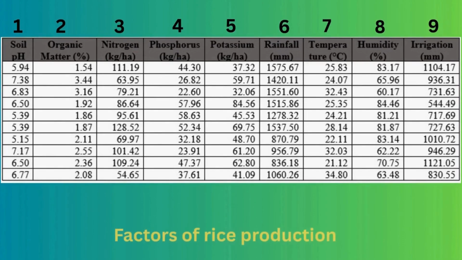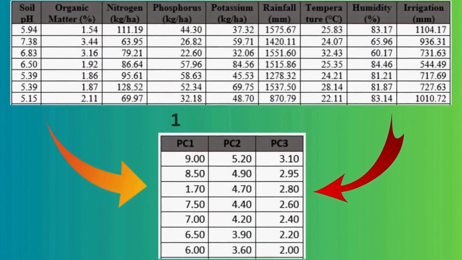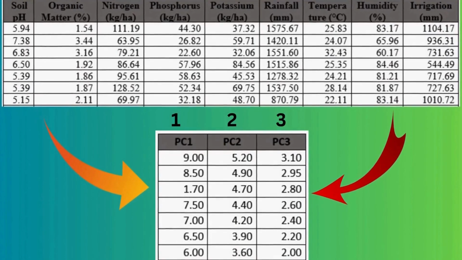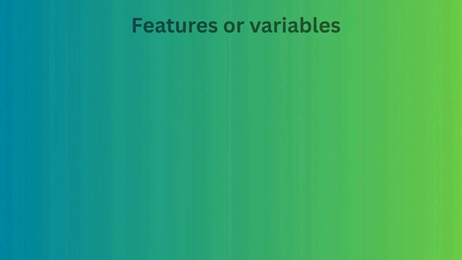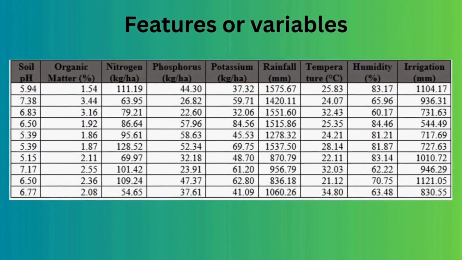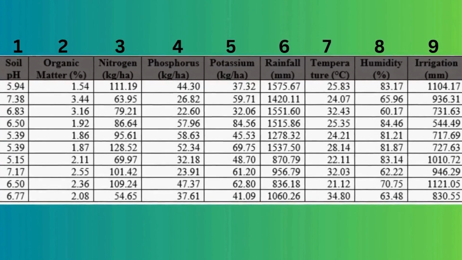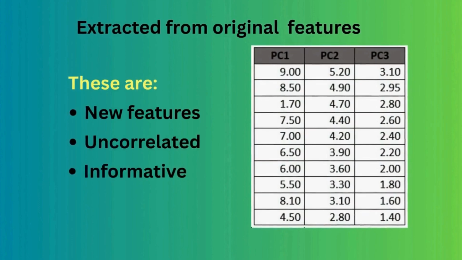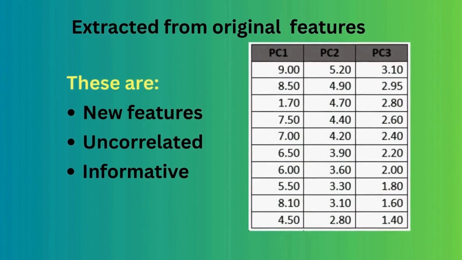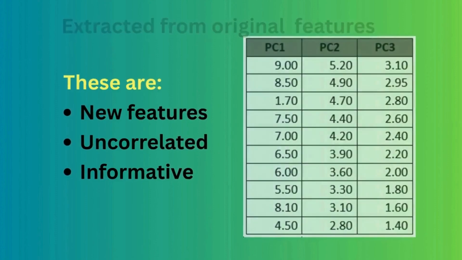These are the factors of rice production of an area. Now we have reduced them to 3 dimensions: dimension 1, 2 and 3. So, a dimension reduction. We can also say that these are features or variables, so variables 1, 2, 3 to 9. And the data under each principal component are not directly taken from the original features. These are extracted from original features using some mathematical techniques.